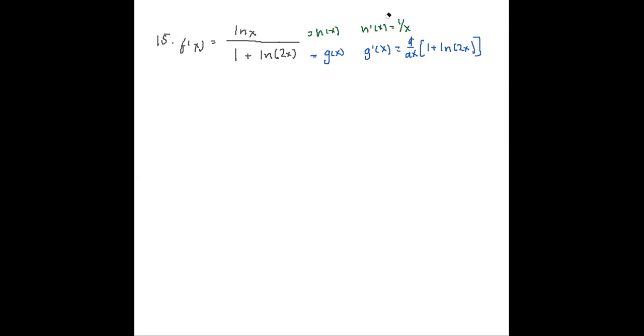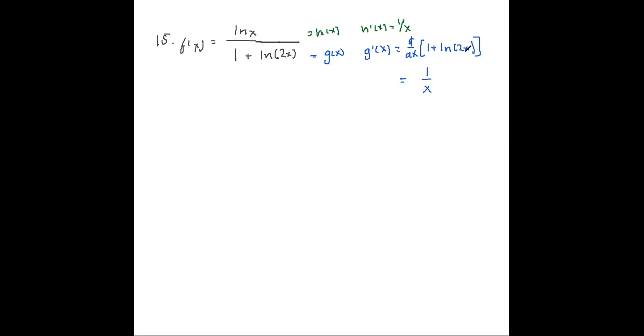Okay, so knowing that the derivative of the natural log of 2x is going to be 1 over x, we now have the derivative of 1 is going to be 0, plus the derivative of the natural log of 2x, which is 1 over x. So now we have each of our components. Does anyone remember what the quotient rule is?